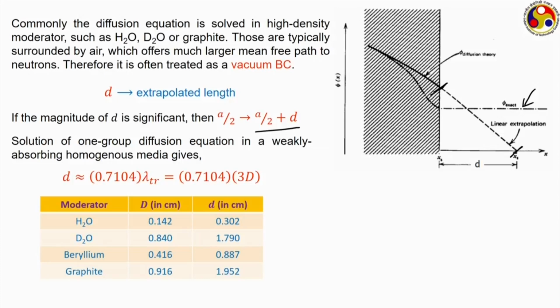It can be just about 0.3 centimeter in common water, but nearly 2 centimeter in graphite. But still, even the largest dimension that we are talking about is only about 2 centimeter. And common dimensions of reactors are generally much larger compared to these values, and hence for most practical cases this correction can be neglected, and the boundary condition can be considered to be phi equal to 0 at the edge of the reactor.